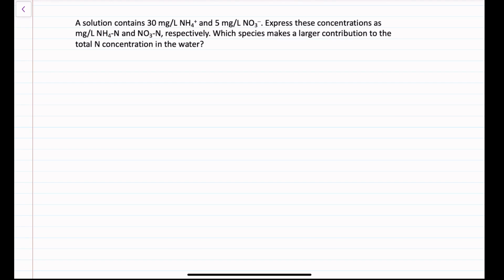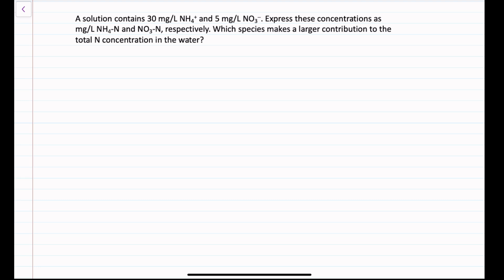Okay, let's consider this next example where we want to express concentrations of ammonium and nitrate in terms of ammonium N and nitrate N. So basically what this means is ammonium N is the nitrogen coming from ammonium, and nitrate N is the nitrogen coming from nitrate. And so they are both on the same baseline of nitrogen units, so you could compare them and add them and so forth. Okay, and when we talk of ammonium N, this is ammonium and there is only one nitrogen in ammonium, right? And same for nitrate.